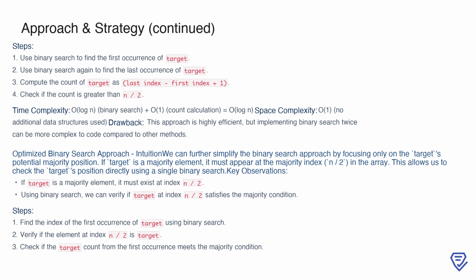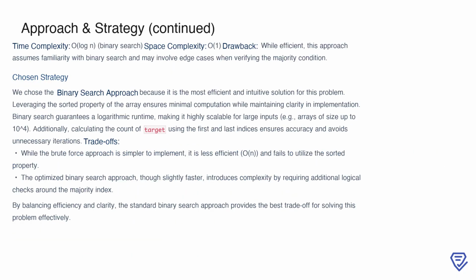This optimization reduces the number of binary searches required, but it introduces additional logical checks. The optimized binary search approach simplifies the process further and maintains a logarithmic time complexity. However, it assumes a solid understanding of binary search, and verifying the majority condition can become tricky due to potential edge cases. After evaluating these methods, we chose the standard binary search approach as our strategy for solving this problem. This approach strikes the best balance between efficiency and clarity.